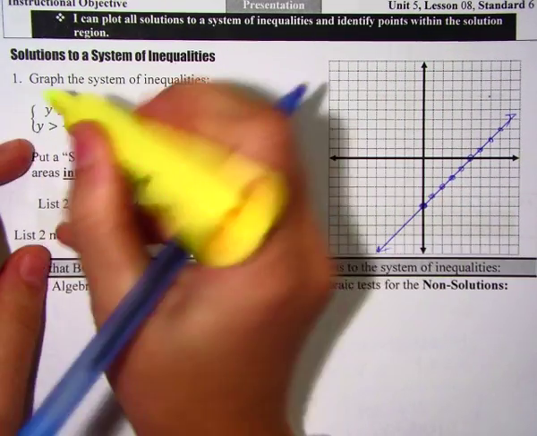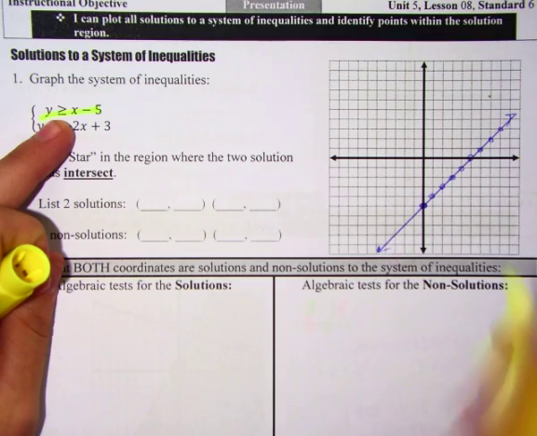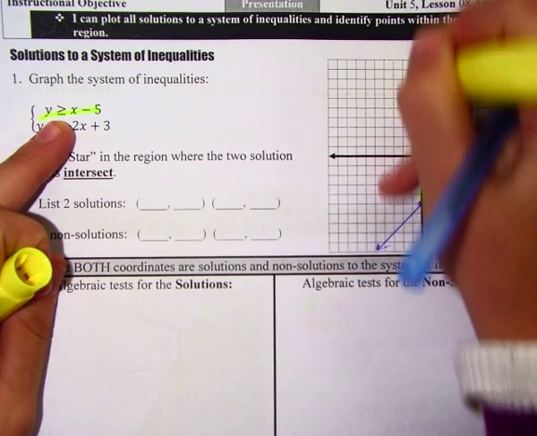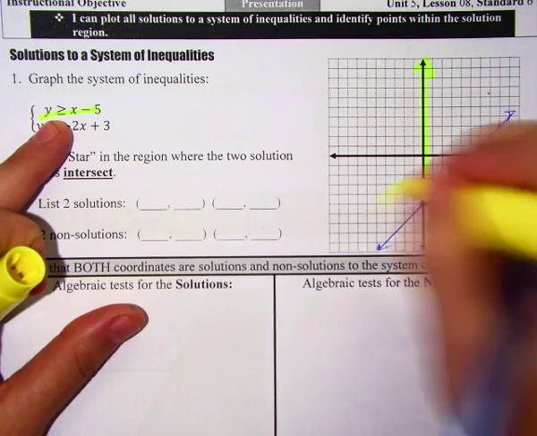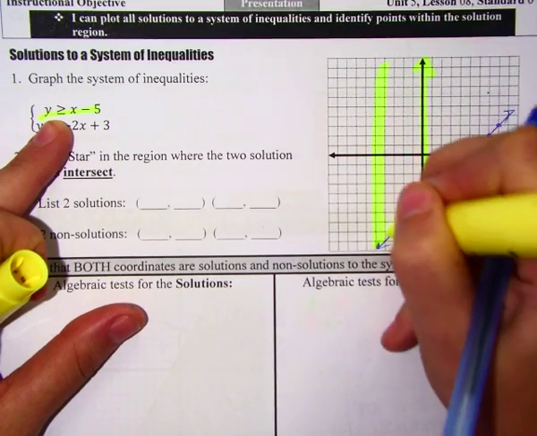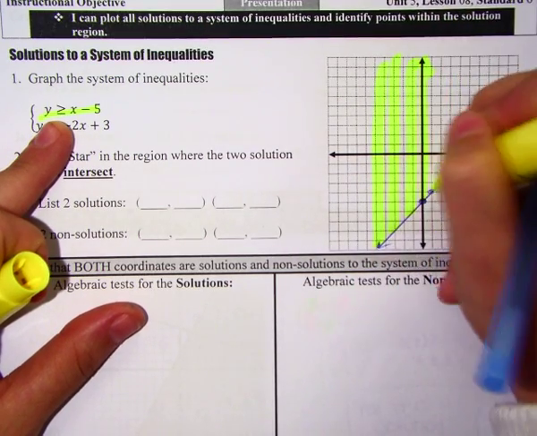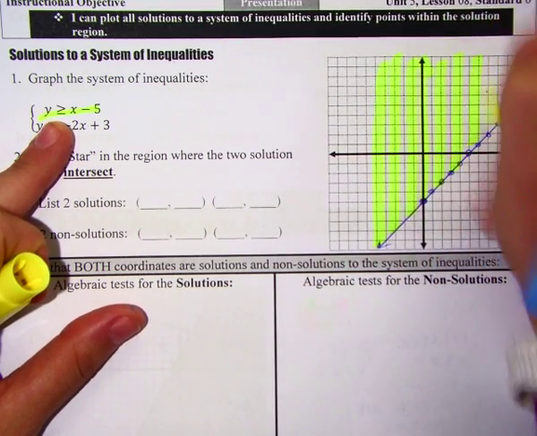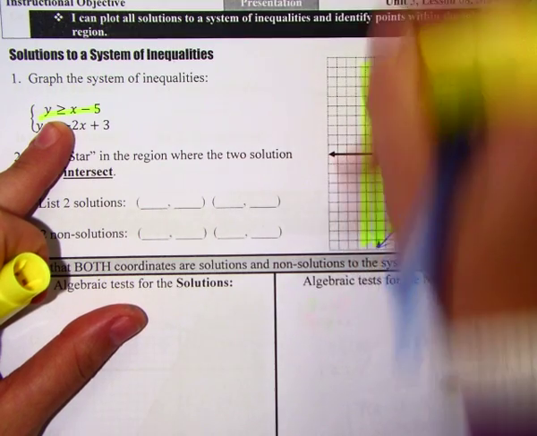Then I'm going to go ahead and shade these in yellow. This is greater than, so I'm going to go up from my y-intercept. So I'm going to go back to my line and shade all the values that are greater than the line.